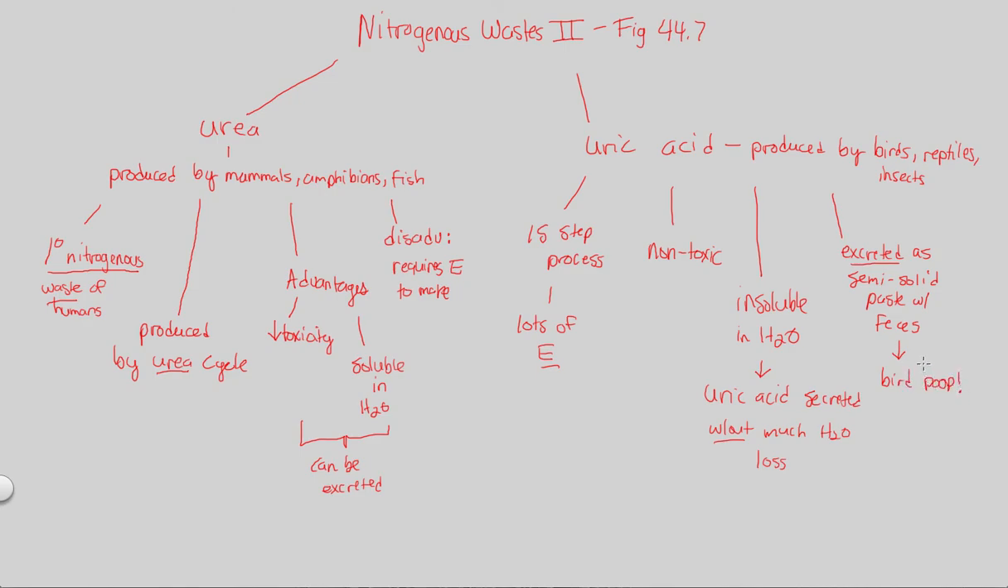Why is it so pasty? Why is it that semi-solid looking thing? Why is it somewhat dissolvable or whatever it may be? The idea is this is a uric acid based compound that has been excreted by birds, right? Birds, reptiles, or insects. So that covers our look at urea and uric acid. In the next flowchart, we'll be looking specifically at human excretion within the human excretory system.